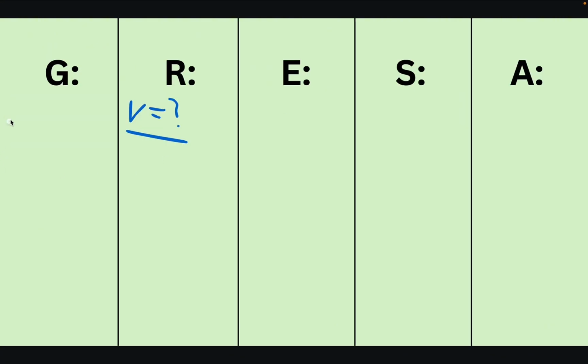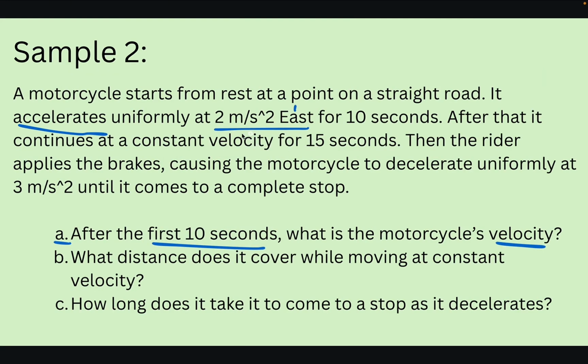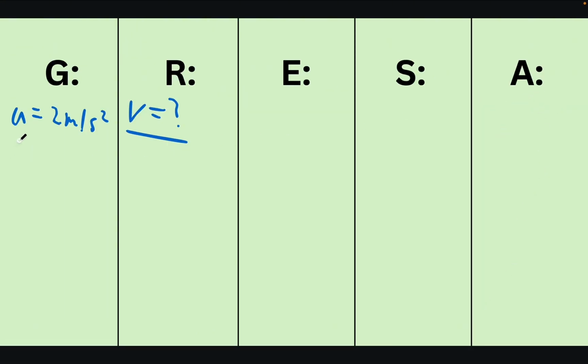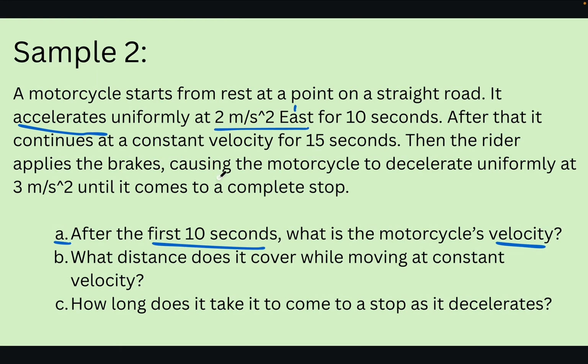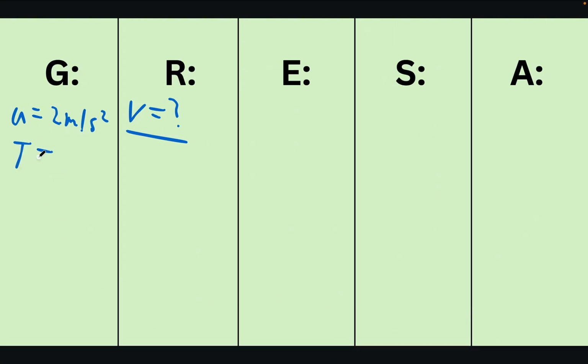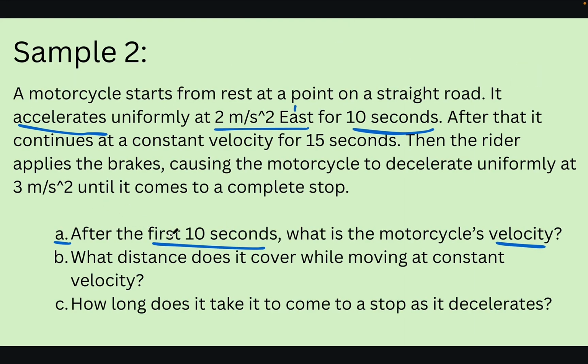But anyways, our given now is acceleration is 2 m/s squared. I'm not gonna add the east because it's already implied in the problem. Instead, in the answer portion, you put the direction the car is going in. But just for convenience, I'm just gonna put the numbers here. After that, we also know the amount of seconds this car accelerates for. We know it accelerates for 10 seconds. Time is equal to 10 seconds. This question specifically asks, after the first 10 seconds, what is the motorcycle's velocity? So we know that's the actual time the problem gives us.